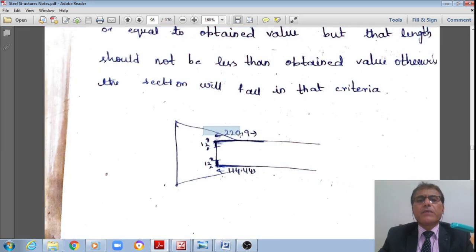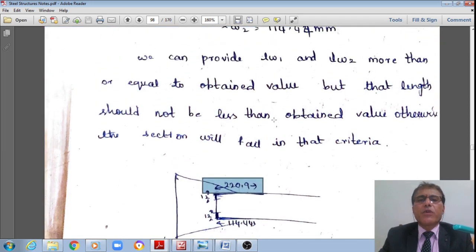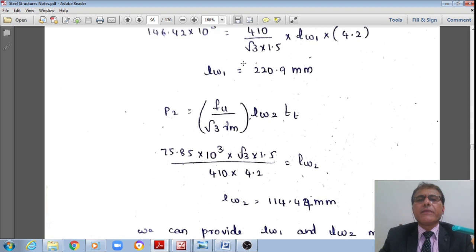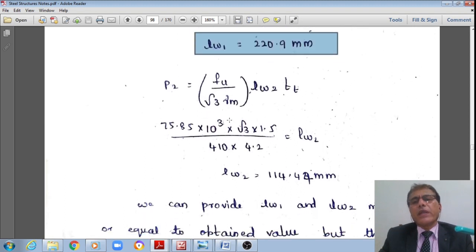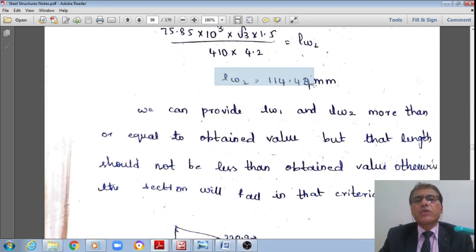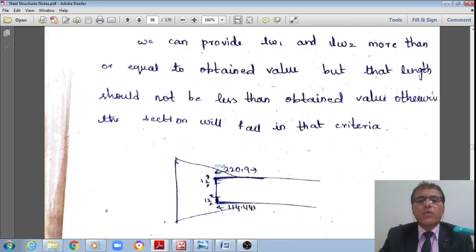Hence provide not less than, right? You can provide more also. Not less than, or you may say, okay, 225 at the top and 115 at the bottom, as shown in the figure, along with an end return of 2s, where s is equal to 6 mm. Therefore, 2 multiplied by 6 mm. That is how the end return is.